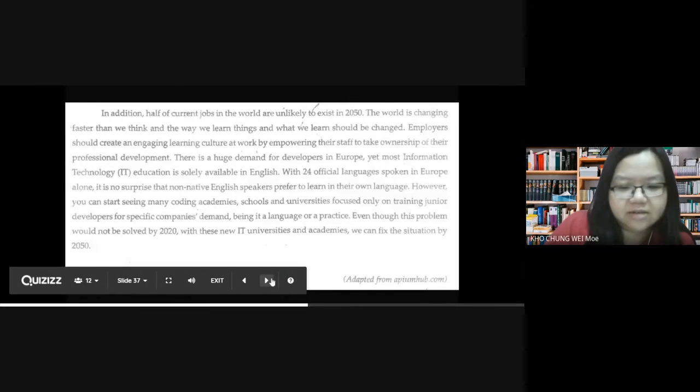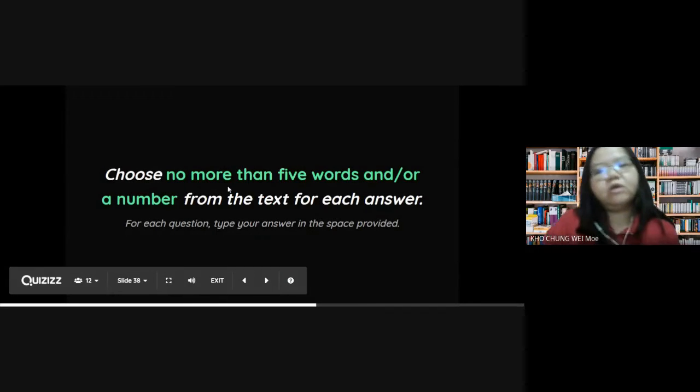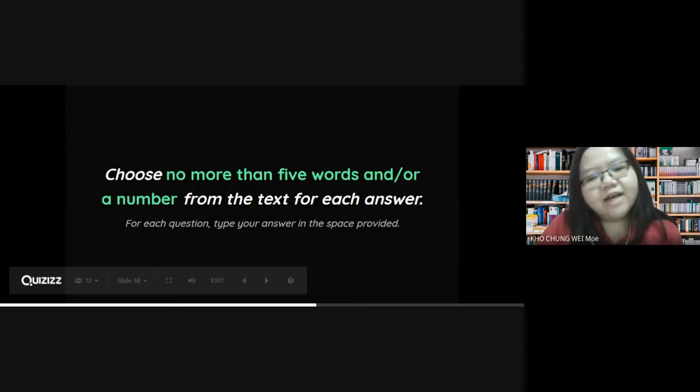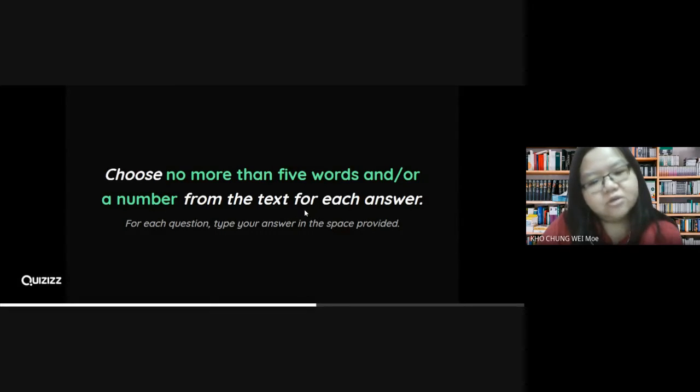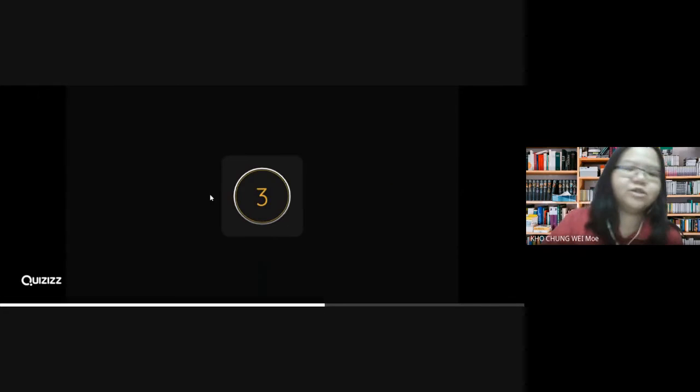Okay, so this is quite a long text. So what you need to do is to choose no more than 5 words and or a number from the text for each answer. Remember, no more than 5 words and or a number. Okay, for each question, type your answer in the space provided. So basically, you get all the words and the numbers from the text. So no more than 5 words and or a number from the text for each answer. Okay, so if you are ready, this is the first question.